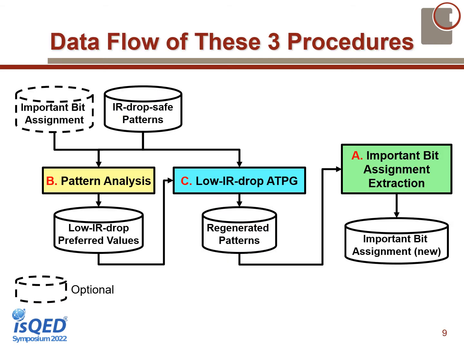This is the simplified data flow of our work. Different from the previous slides, pattern analysis is shown as the first operation of the data flow, since important bit assignment extraction is not performed in the first iteration. However, both low IR drop ATPG and pattern analysis are dependent on the result of IBA.